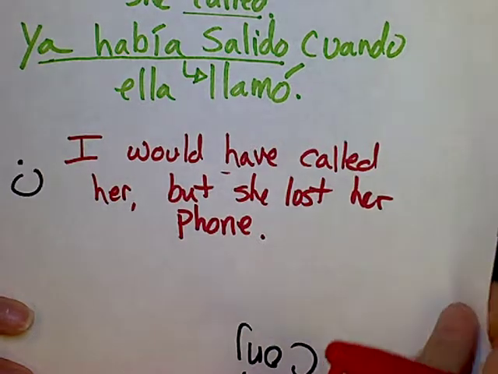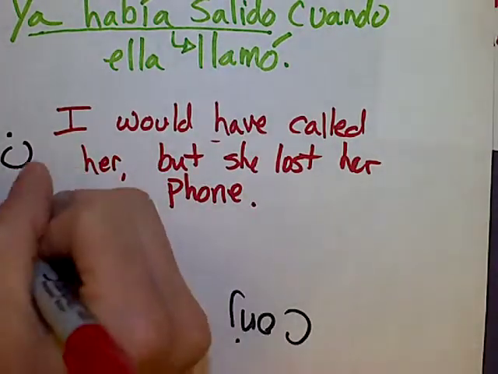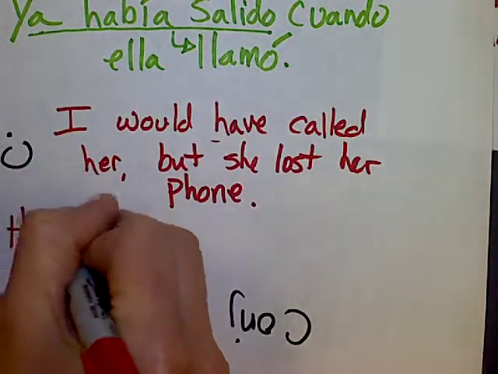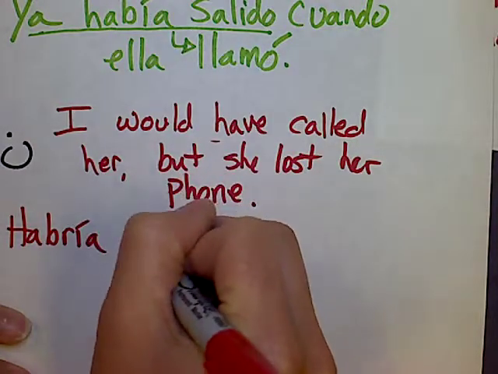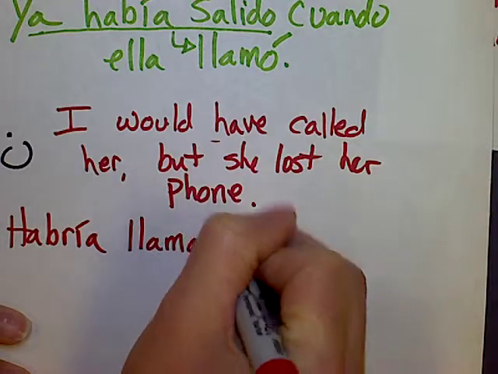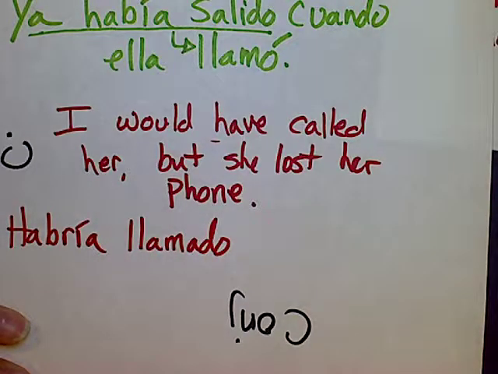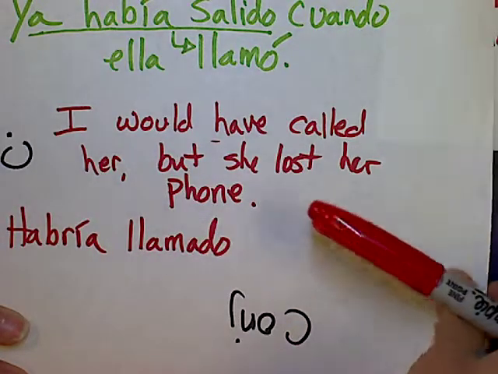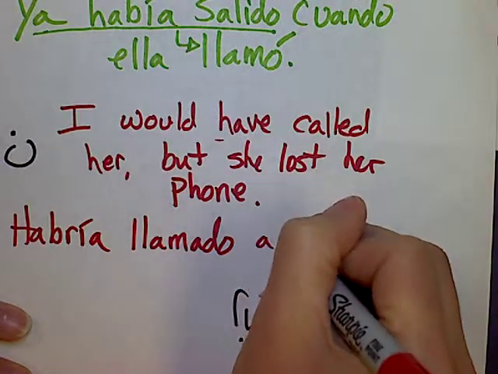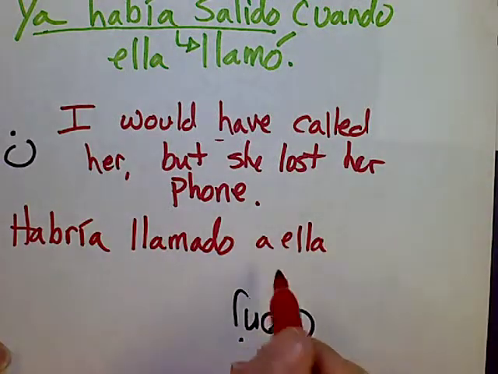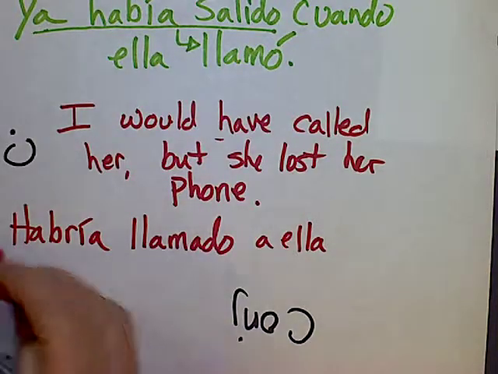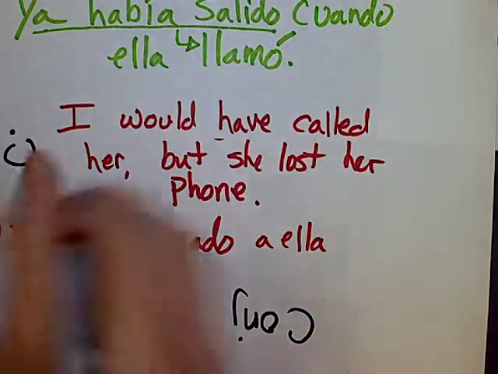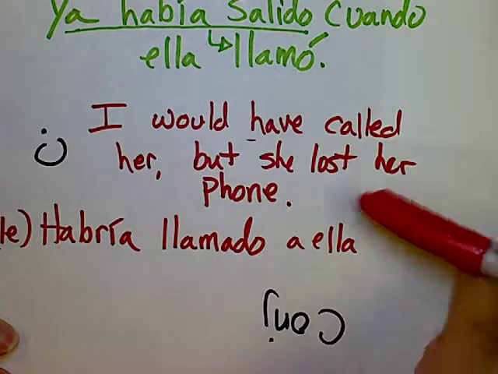Let's see what that looks like in Spanish. I would have called her, habría, using that conditional, habría llamado. And who would I have called? Her. Now her, we could say a ella, or of course we could say le, and that goes in front of your helping verb. So you choose how you want to express that.